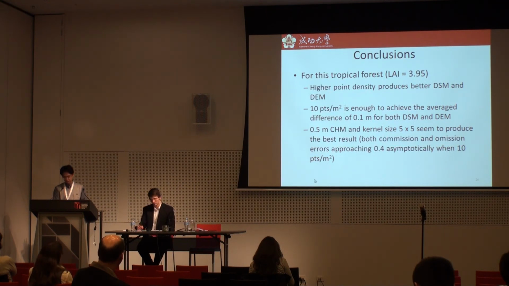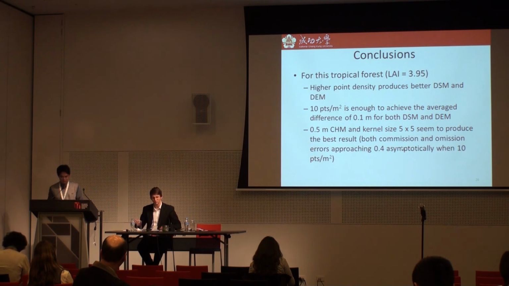And finally, we found that the combination of half a meter CHM with kernel size of 5 by 5 seemed to produce the best result. The best result meaning both commission and omission errors are approaching 0.4 asymptotically when the point density is 10 points per meter squared. And this is a work in progress, and we will try to figure out if other combinations will produce better results. Thank you.